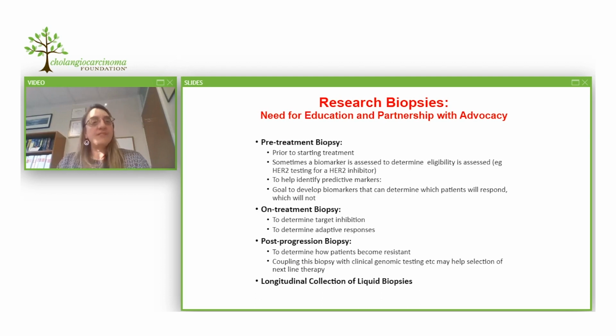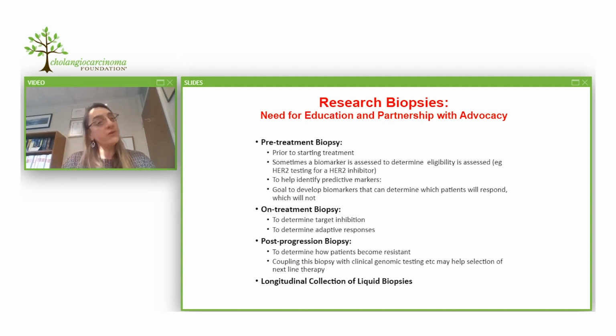When we talk about research biopsies, there are a few different kinds of biopsies, and I just want to tell you a little bit more about why we do them. So pre-treatment biopsies are done prior to starting the treatment. This is sometimes required because we want to know if the target's present. Sometimes it's required to determine eligibility on a trial. For example, some HER2-targeted therapy trials may require testing HER2. In other scenarios, it's used to help identify predictive markers. The goal is to identify biomarkers that can help determine which patients will respond, which patients will not respond for therapy.